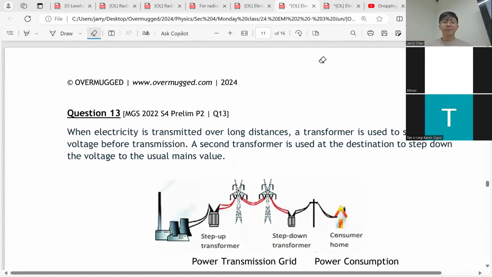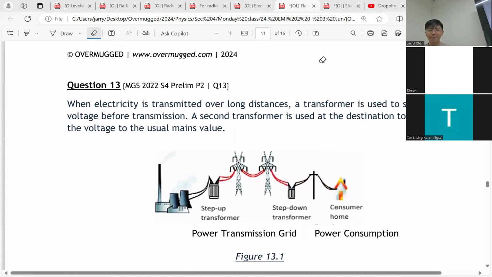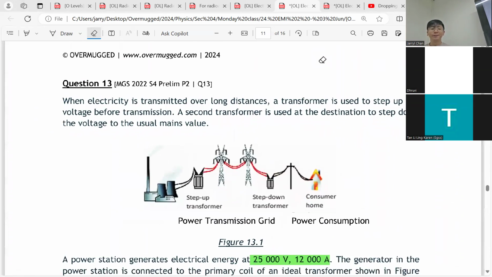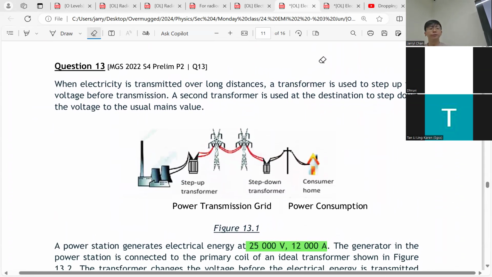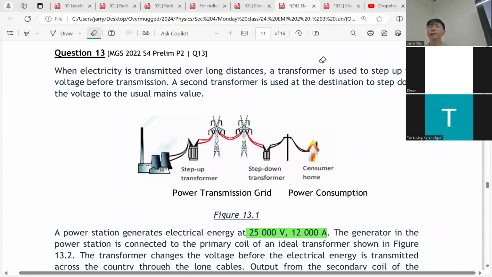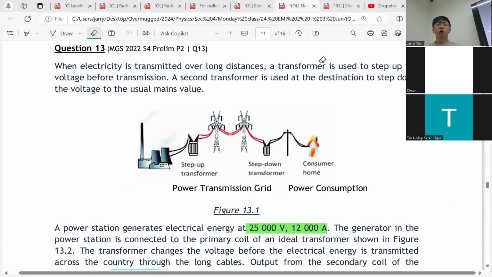Let's move on. Question 13. By 9 p.m. I need to start with radioactivity, so let's see how much we can cover. I don't want to skim through things, but because of the transformer one, I think question 13 is still manageable. Some questions may get a little bit confusing. I think this one is not too crazy.